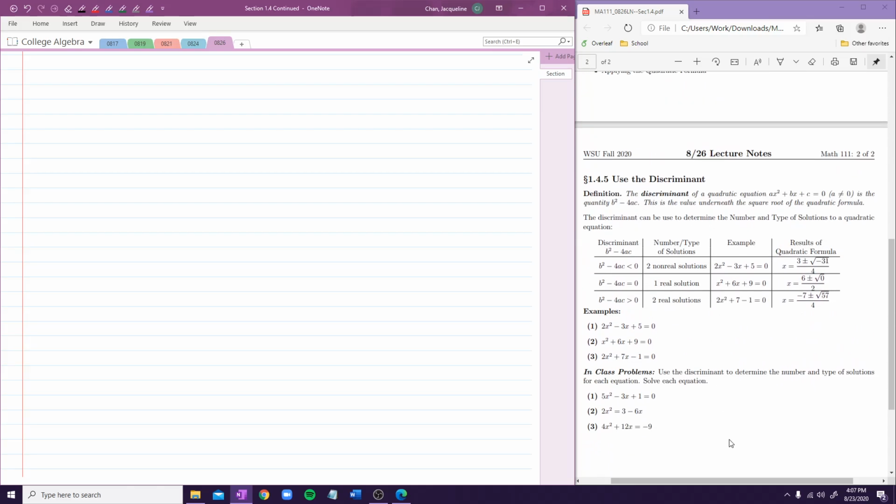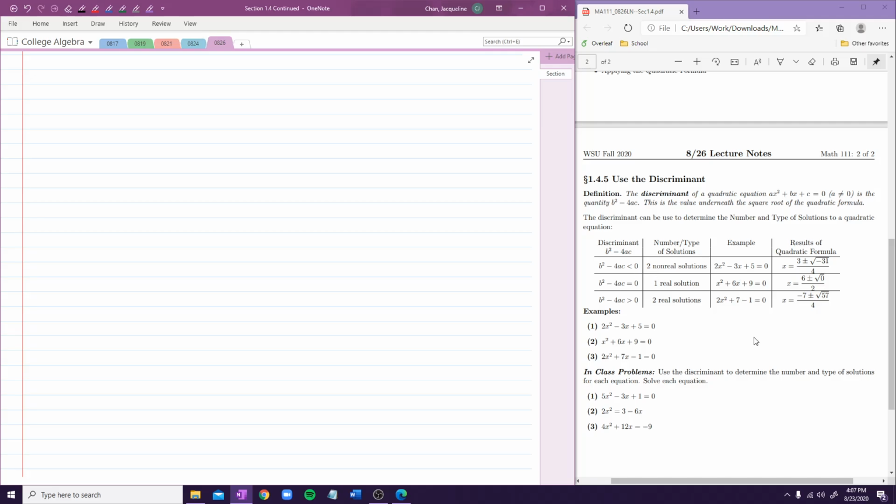Okay, so let's do some examples. I'm getting ahead of myself. So what does the discriminant tell us? This discriminant tells us, we can use it to determine the number and type of solutions to a quadratic equation. So looking at our table, if b squared minus 4ac is negative, or less than 0, we get 2 non-real solutions.